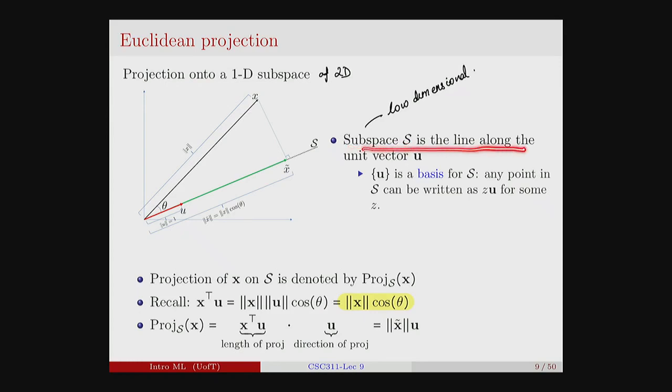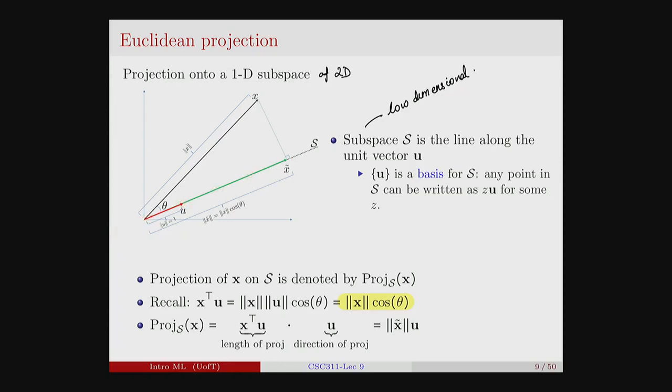Subspace S is the line along the unit vector u. What does that mean? Every line in two dimensions can be represented by a unit vector u, which tells you the direction of the line, and a scalar z, which tells you the magnitude of the point on that line. So if z was 1, you would represent this point. If z was 2, you might represent this point. If z was 3, this point. If z was minus 1, it would be this point on this line.